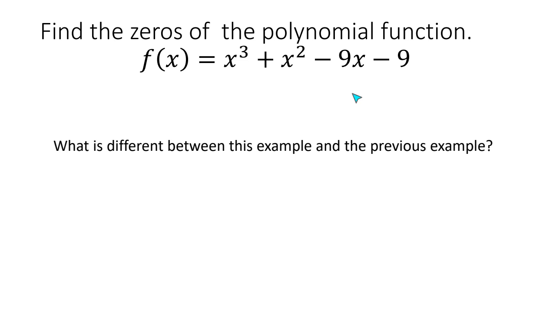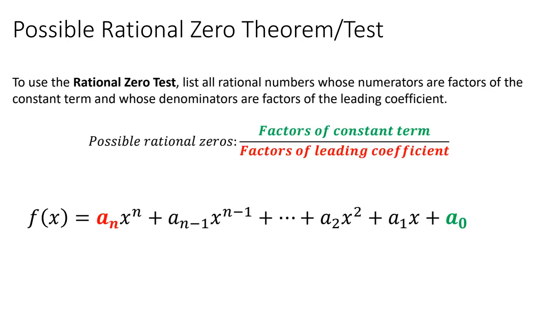So what we could do is guess at any number and see if it's going to be a zero. But since there are so many numbers, an infinite amount, we don't want to be guessing and possibly spending too much time. So we do have a theorem that helps us break our list into a smaller, workable list. This theorem is called the rational zero test, and it tells us to look at the factors of the constant term and then the factors of the leading term.